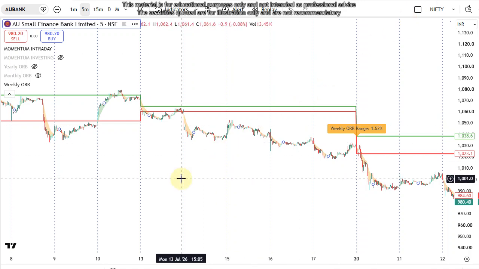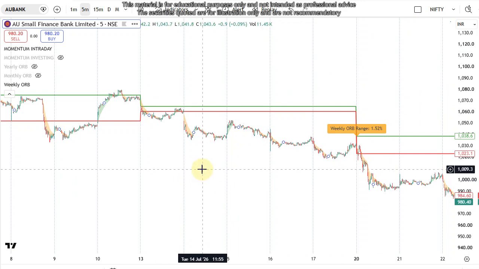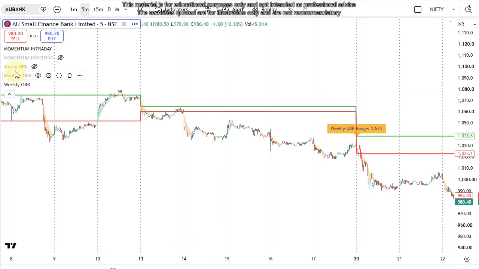Now we are in the TradingView chart. The weekly ORB indicator is free, available in TradingView. You can use it for lifetime. I have already told you how to get the indicator in the first video itself. So if you don't know how to get the indicator, please go and watch the yearly ORB strategy. In the first instance itself, I have shown how to use the indicator.